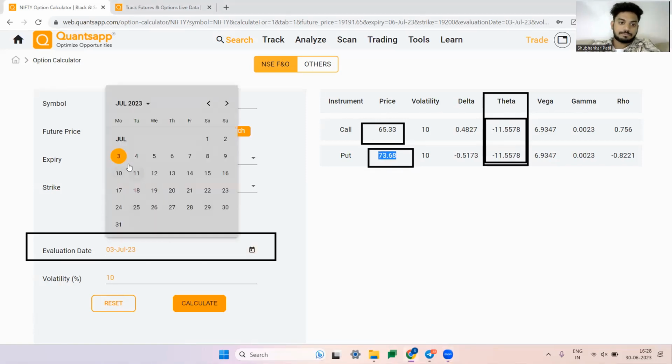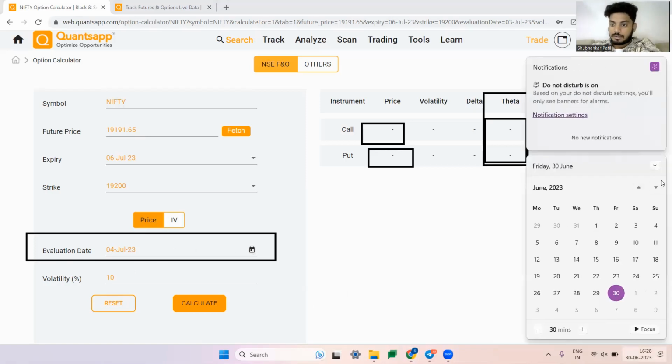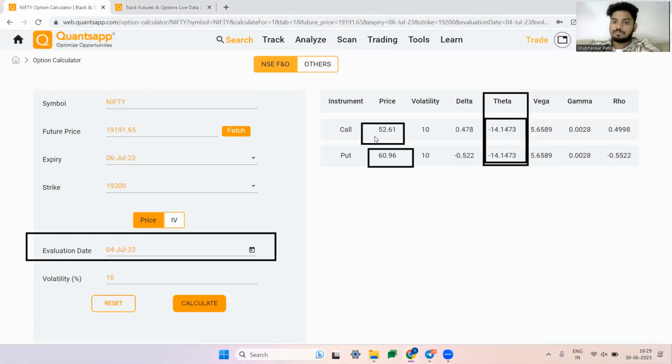So now I'm asking the analytic to evaluate the option premium considering the same conditions, but holding this option till 4th July. That means I want to move ahead on the expiry curve. When I evaluated on 3rd of July, there were 1, 2, 3 days left to expiry. When I am evaluating it on 4th of July, there are 2 days left to the expiry, which is 5th and 6th. Just hit calculate, you will get the result. See, 52 and somewhere around 60.